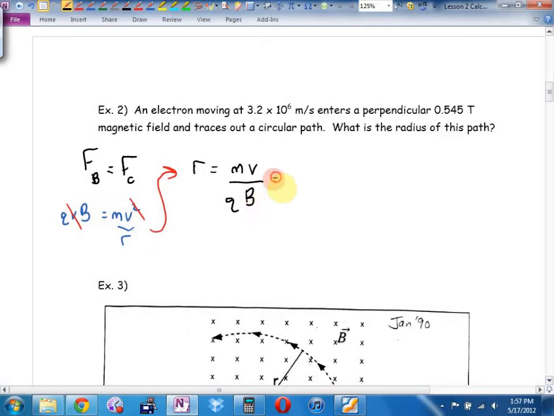Anyways, mass. It's an electron. Negative 31? Yeah. Speed, they told me. Divided by Q. It's an electron. Ignore the negative. We're going scalar because we want a positive radius.